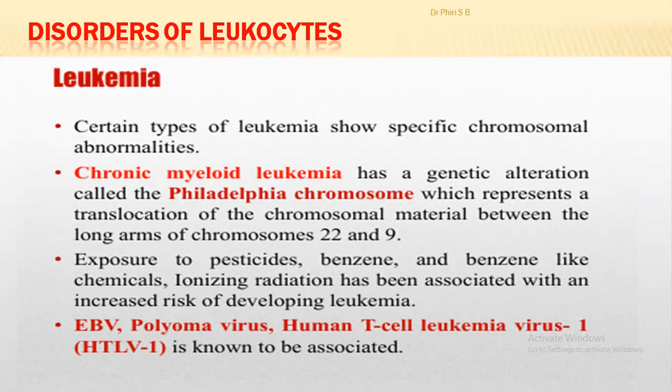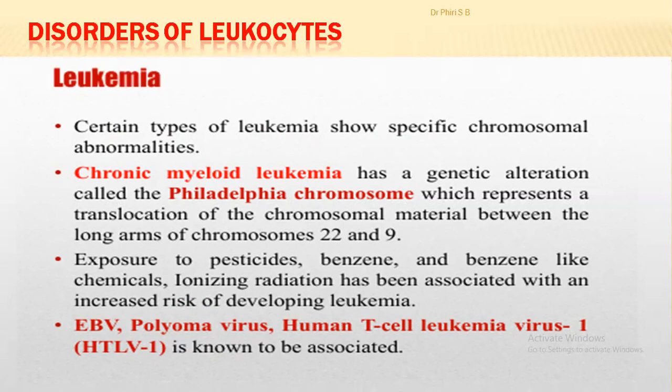Chromosome 9 is the one that is involved with the production of red blood cells and also white blood cells. So if you have a mutation in chromosome 9, that will express itself as leukemia. Exposure to pesticides, benzene-like chemicals, and ionizing radiation has been associated with an increased risk of developing leukemia. So when you're exposed to these chemicals, you can have leukemia. That's why you need to protect yourself from these chemicals.